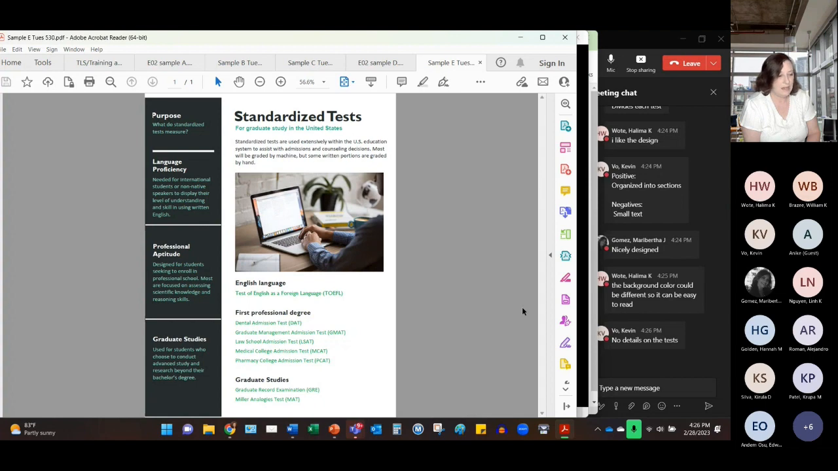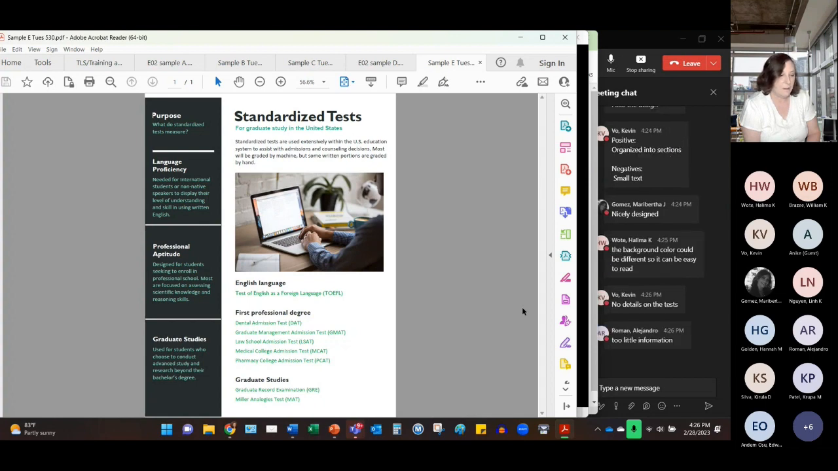Yeah, there's definitely no details on the tests. Whether it's too little information, it does become a judgment call. I think, especially if this were in a context where maybe the students were explicitly directed to a website to get details, that could be beneficial. They do describe the purposes of each category of test, and I think that's done pretty effectively in that left-hand sidebar. I think that worked pretty well.